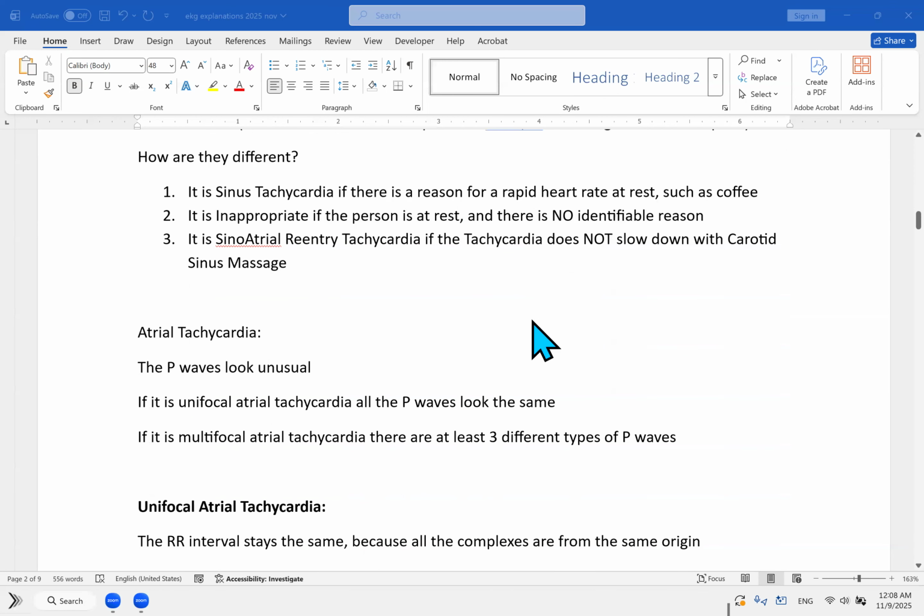Okay, then coming to atrial tachycardia. The main thing about atrial tachycardia is the P waves look unusual.